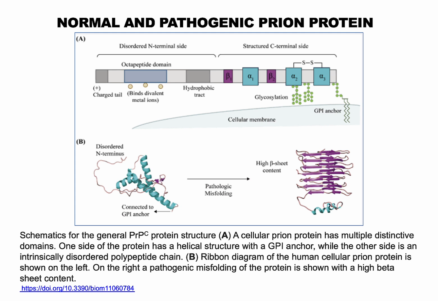The key difference between these two forms lies in their conformation, solubility, and biological activity. While PrPC is benign and involved in normal cellular function, PrPSc is pathogenic, leading to devastating neurological disorders through its ability to propagate and accumulate in the brain.